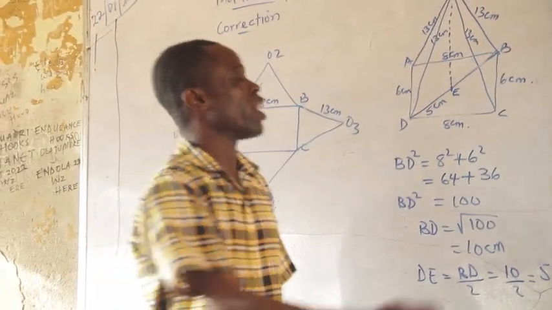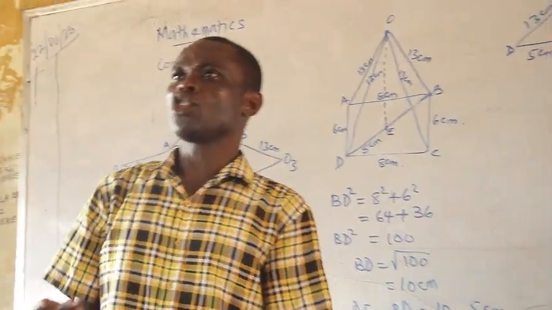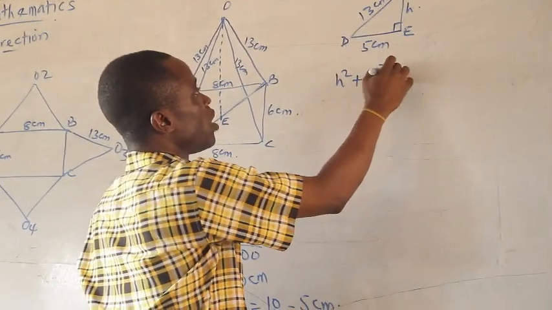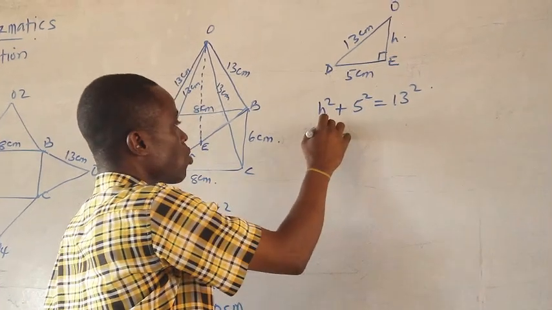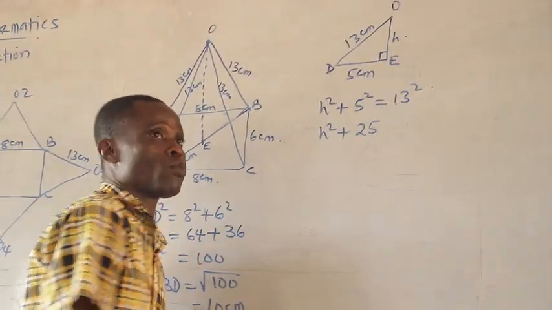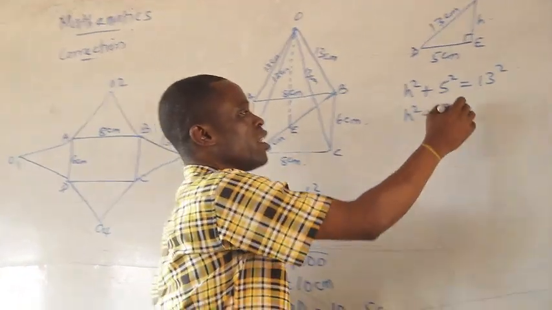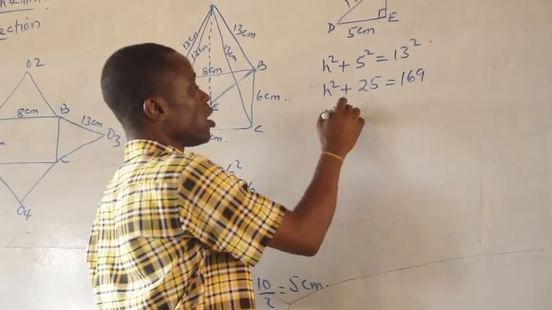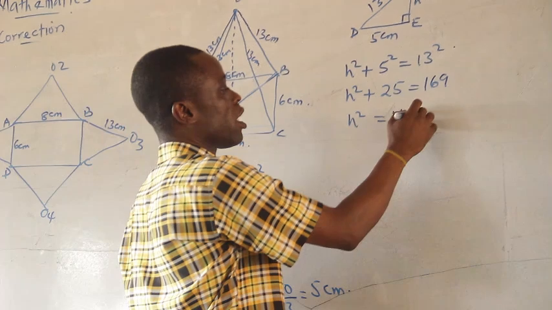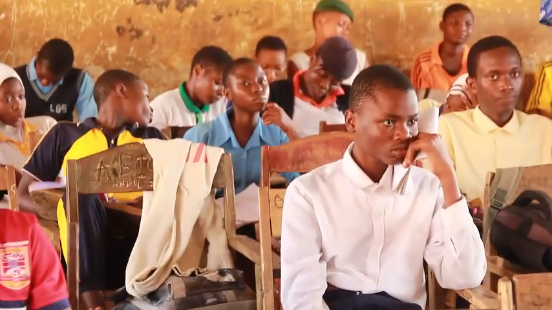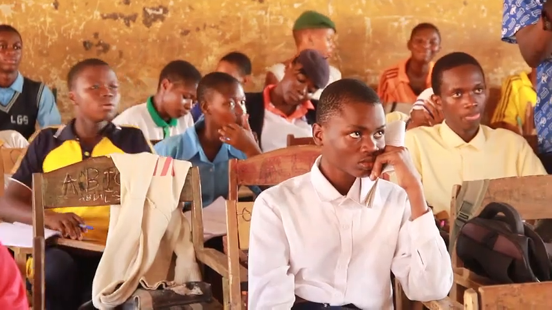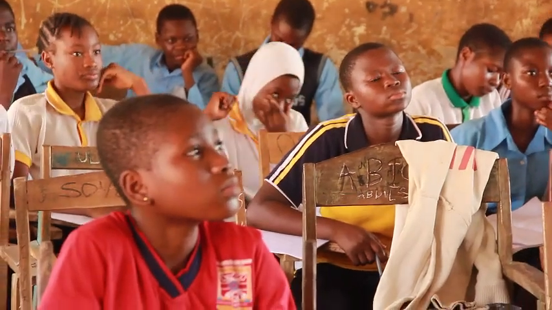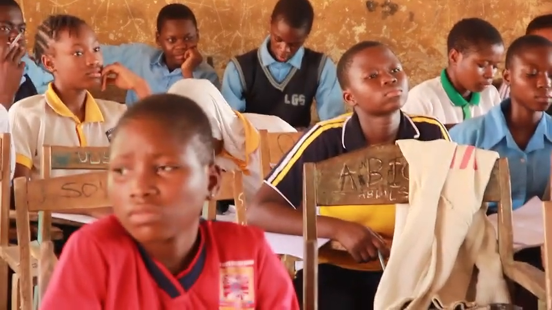For me to get that height, which theorem are we going to use? Pythagoras theorem. So we have OE squared plus 5 squared is equal to 13 squared. So OE squared plus 25, because 5 squared is 5 times 5, 25, equals 169. That is 13 squared. Then you subtract. OE squared is equal to 169 minus 25. OE squared is equal to 144. Then we take the square root of 144. The answer is 12 centimeters. So that is the perpendicular height of that pyramid.